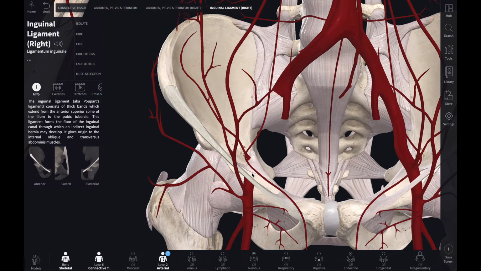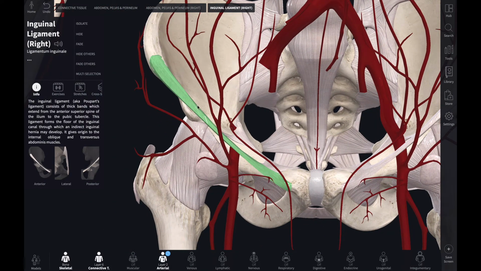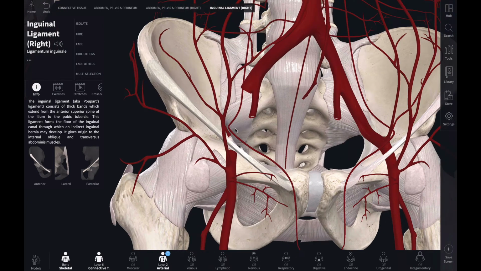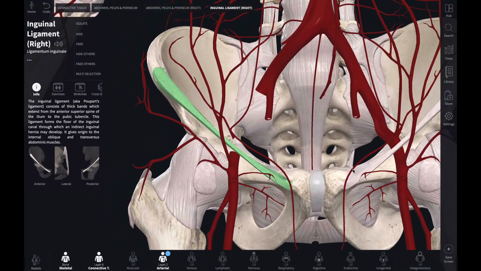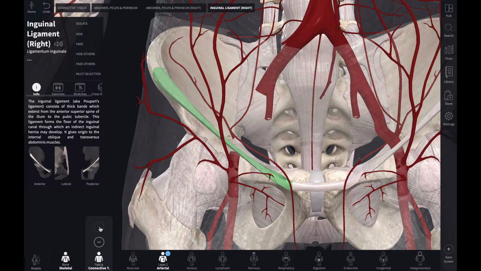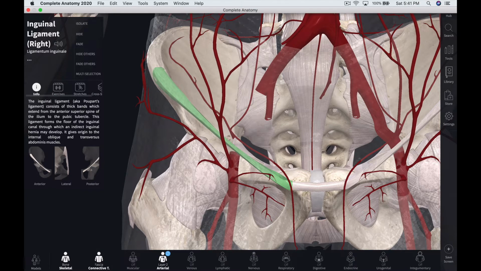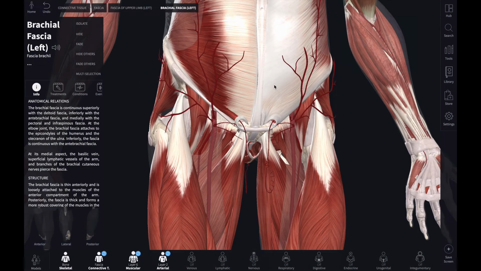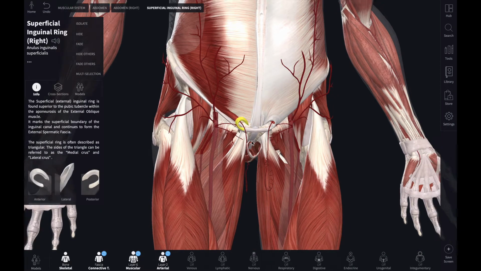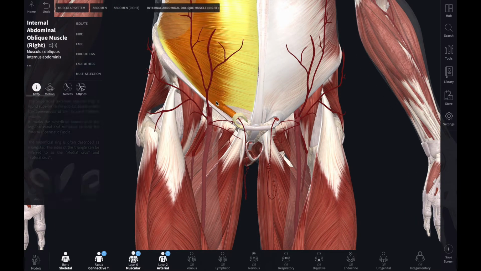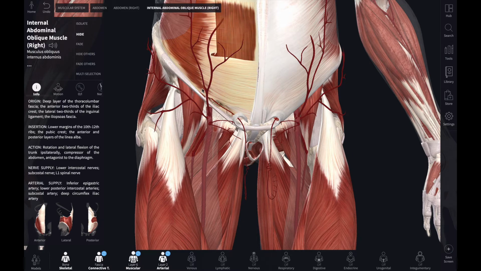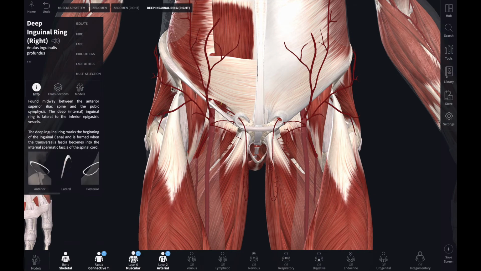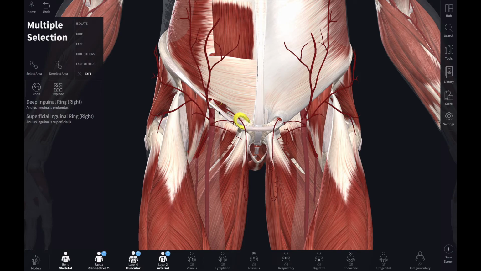This is the anterior superior iliac spine, and this is the pubic tubercle. You have the inguinal ligament attached. On this inguinal ligament you have two ring-shaped structures. This is the superficial inguinal ring, and this is the internal oblique abdominal muscle. They form a tubular structure, and then the deep inguinal ring is present here.